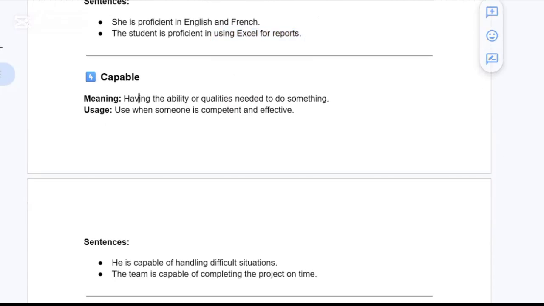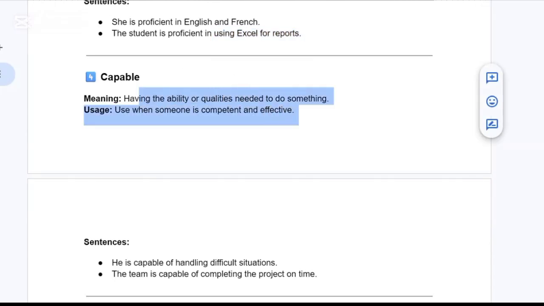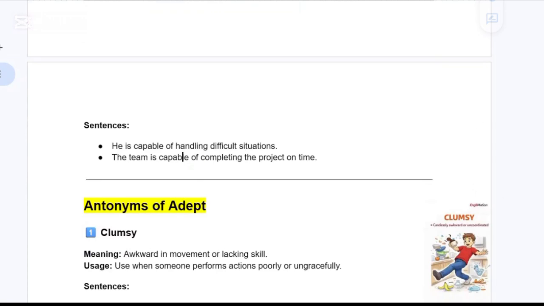Capable: having the ability or quality needed to do something. Used when someone is competent and effective. He is capable of handling difficult situations. The team is capable of completing the project on time.